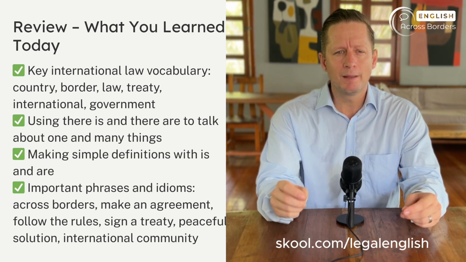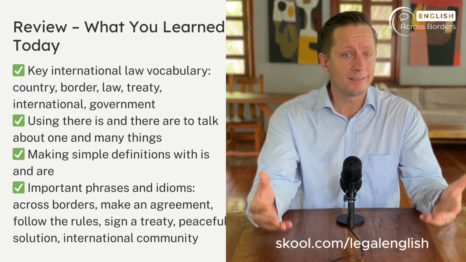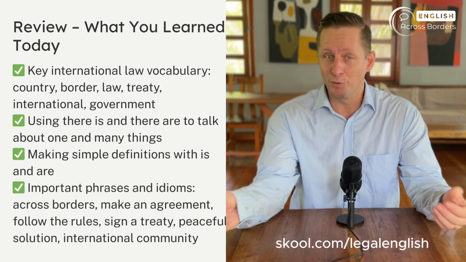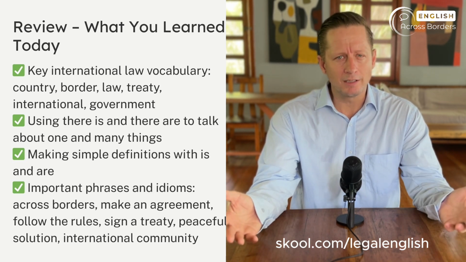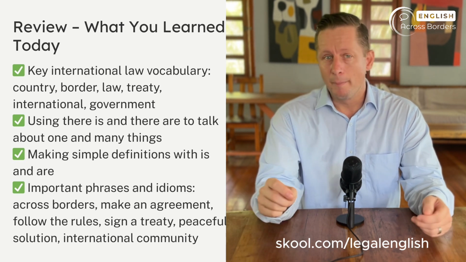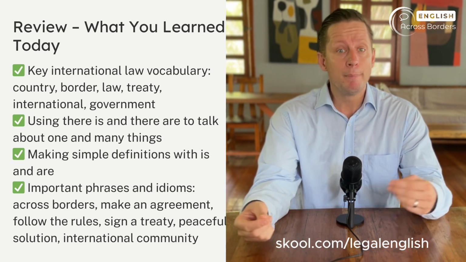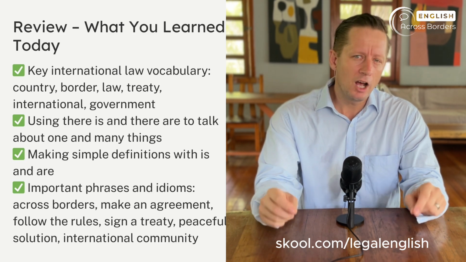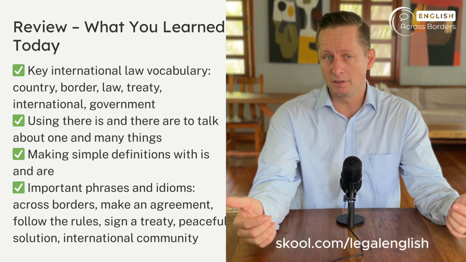Next, we made simple definitions using is and are to explain ideas clearly. For example, a country is a place with borders, and laws are rules people follow. Finally, we learned useful phrases like across borders, make an agreement, follow the rules, sign a treaty, peaceful solution, and international community. These help us talk about how countries work together in international law.